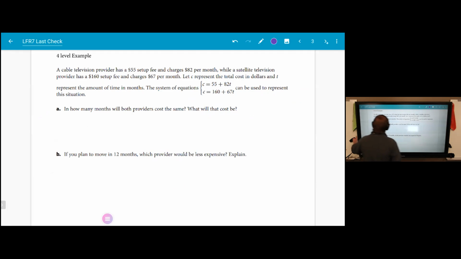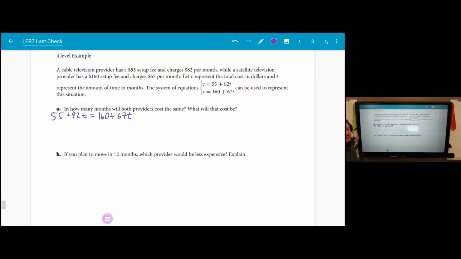It says a cable television provider has a $55 setup fee and charges $82 per month, while a satellite television provider has a $160 setup fee and charges $67 per month. Let C represent the total cost in dollars and T represent the amount of time in months. The system of equations C equals 55 plus 82T and C equals 160 plus 67T can be used to represent this situation. And how many months will both providers cost the same? When will C equal C, or when will 55 plus 82T equal 160 plus 67T?